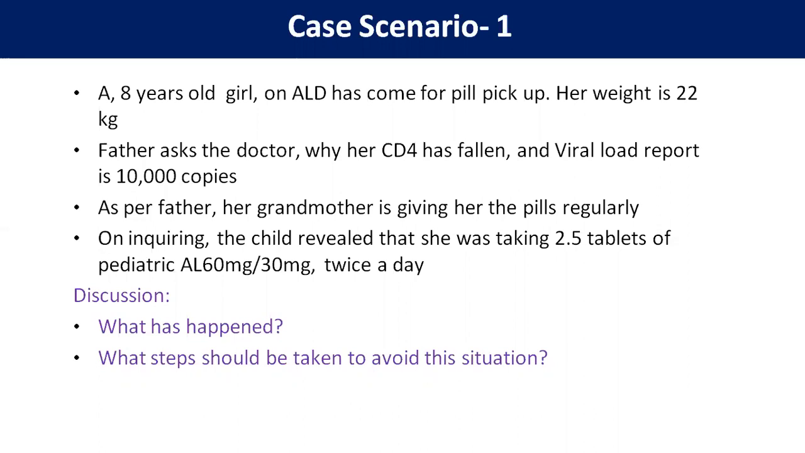The grandmother is giving the pills. Now you see the chart. Just confirm with the chart. At 8 years, it should have been 3 tablets of AL 60-30, and the grandmother is giving 2.5 tablets. What has happened, and what steps should be taken to avoid this situation? You have to take the proper weight and see your chart. See whether the baby is taking the age-appropriate drug or not, and the weight-appropriate drug or not.